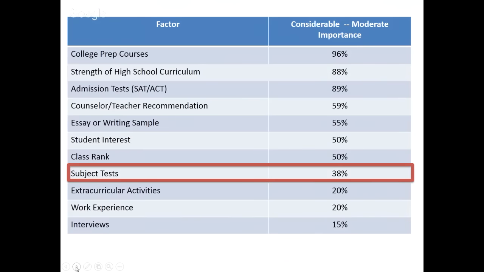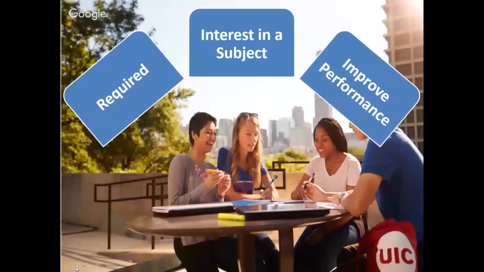Subject tests, this is SAT subject tests. About 38% of schools consider this important. There's only 3 reasons why you would take an SAT subject test. Number 1 reason is because it's required. Check if the school requires it. Very highly selective schools often require SAT subject tests. At UIC, it's optional. And the only reason you would do it is because you want to show that you have a strong interest in a certain subject.